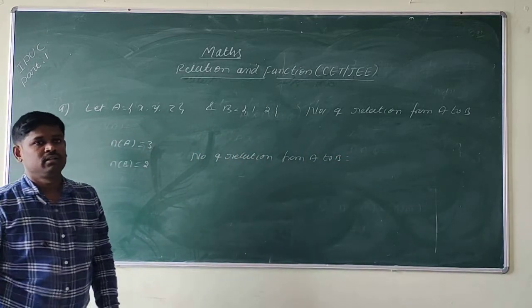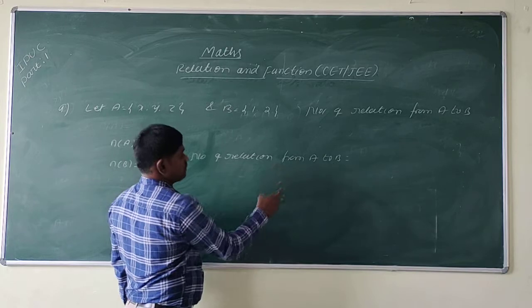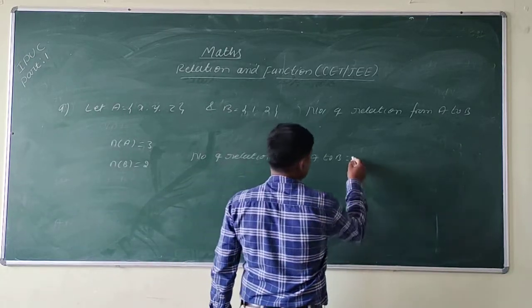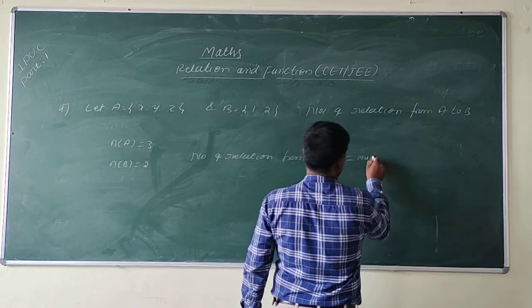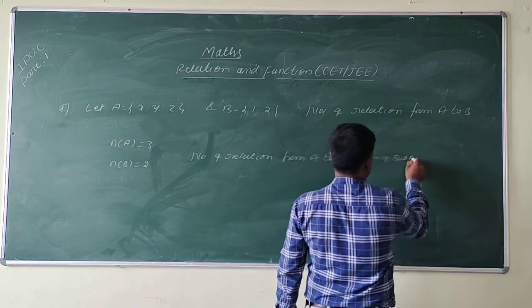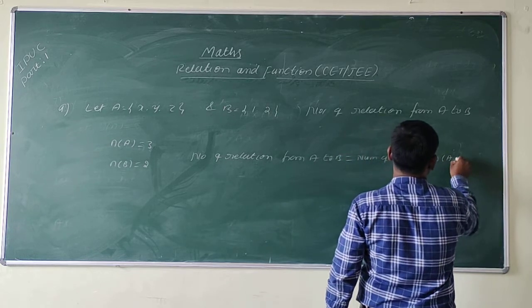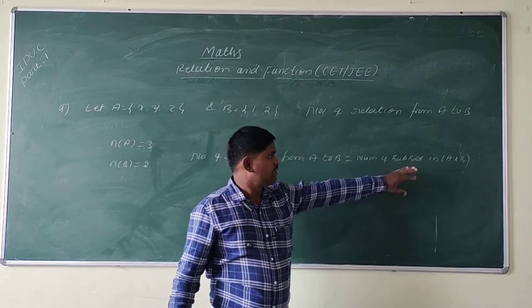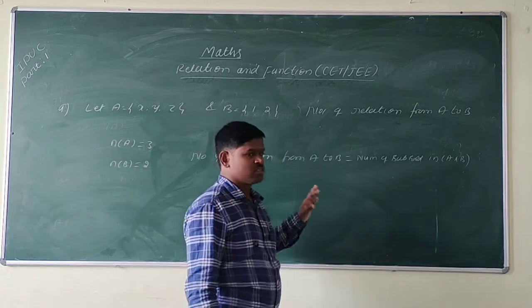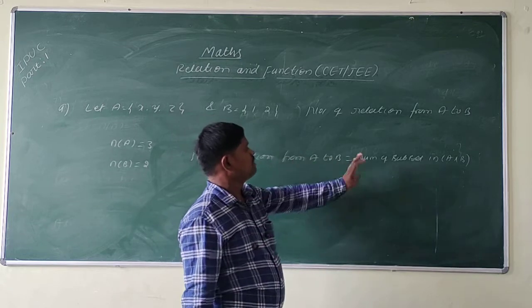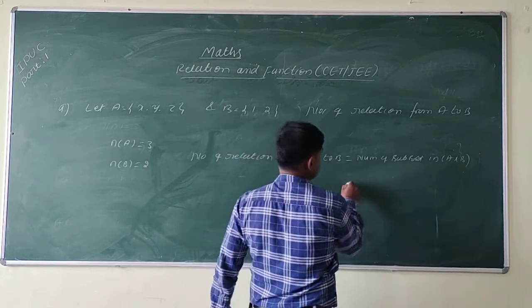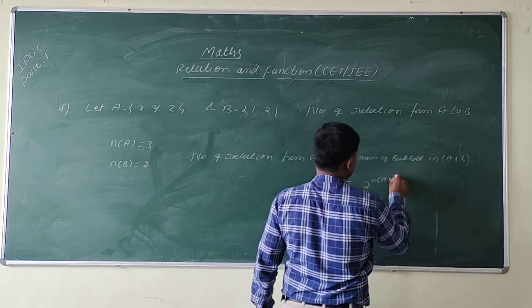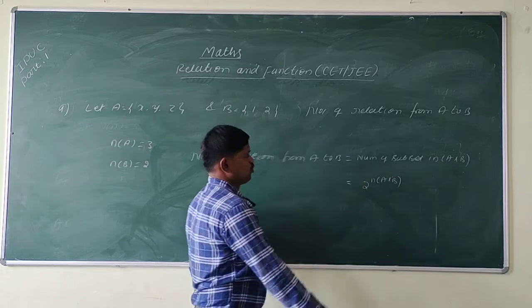The number of relations from A to B is nothing but the number of subsets in A cross B. So how many subsets are possible to write in A cross B? Every subset gives one relation. Therefore the number of relations from A to B is equal to the number of subsets in A cross B. The number of subsets is given by 2 to the power of n of A cross B.